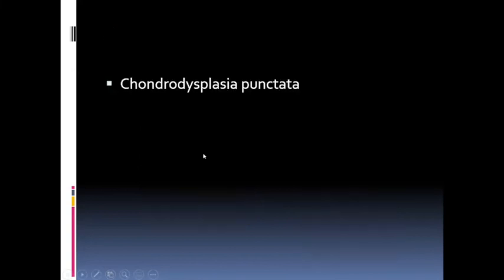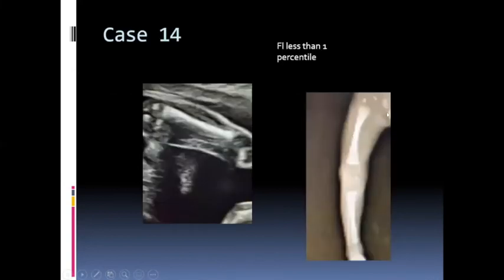they opted for termination, and this is the X-ray of the fetus. And here also we can see multiple ossification centers in the region of the head of the femur. So chondrodysplasia punctata can be due to many causes, and further workup has to be done, like karyotyping and also genetic studies to see which genetic abnormality is there.